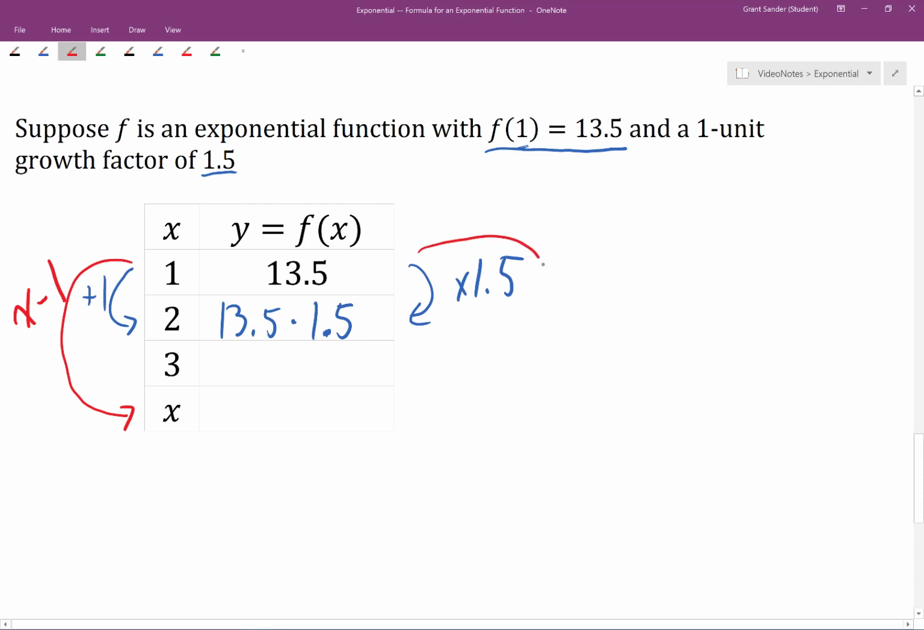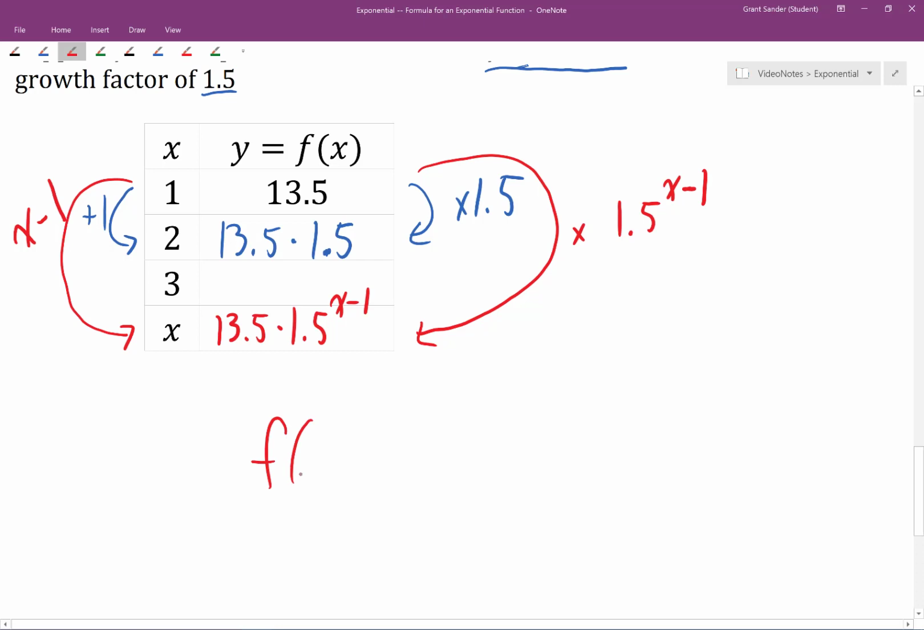And our x minus 1 growth factor is 1.5, which is our one-unit growth factor, to a power of this change of x. So anytime x changes by x minus 1, y becomes 1.5 to a power of x minus 1 times as large. So we can say that as x varies from 1 to x, y starts at 13.5 and then becomes 1.5 to the x minus 1 times as large. And therefore, f of x is equal to 13.5 times 1.5 to the x minus 1.